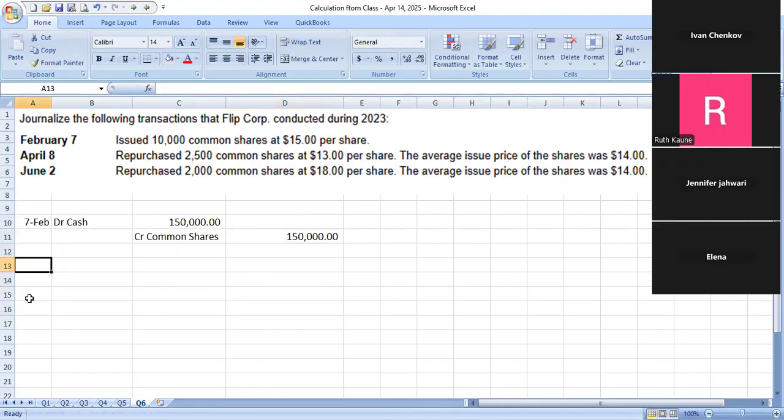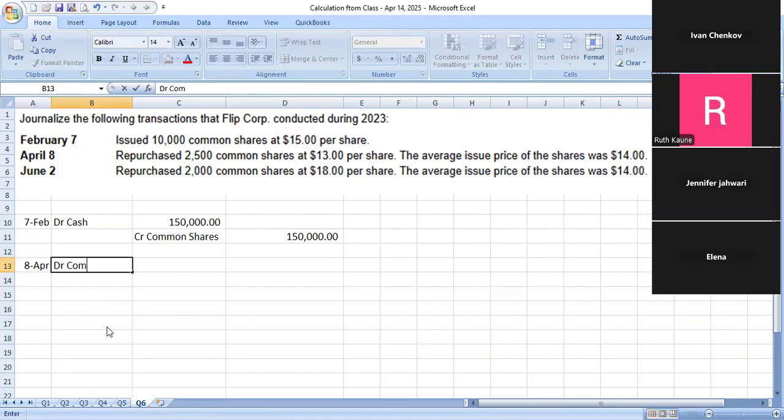Next journal entry. On April 08, what happened on April 8? We purchased 2,500 common shares at $13 per share. Now the average issue price per share at this point is $14. So you don't have to calculate anything with the average issue price. That's already given to you. But are we purchasing above the issue price or below the issue price? Below.